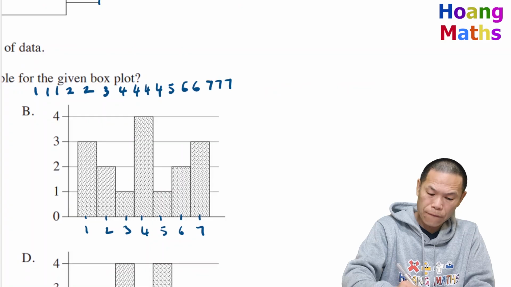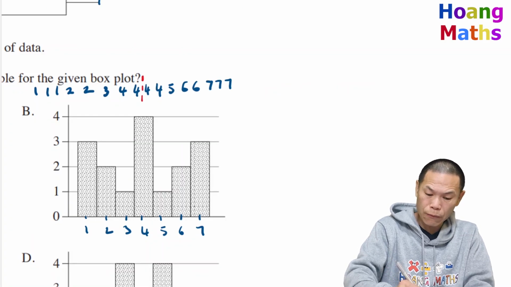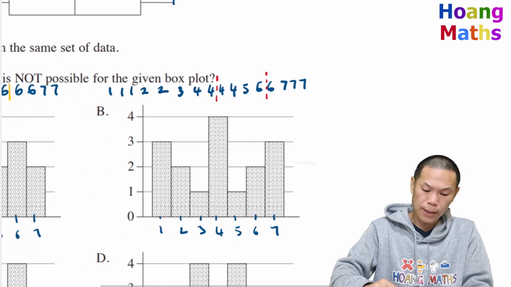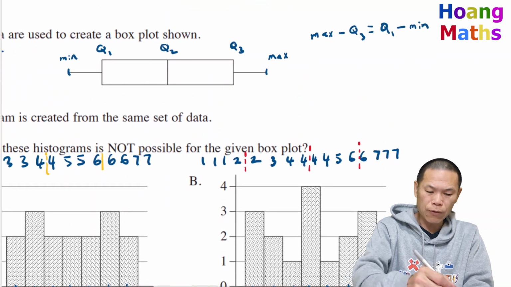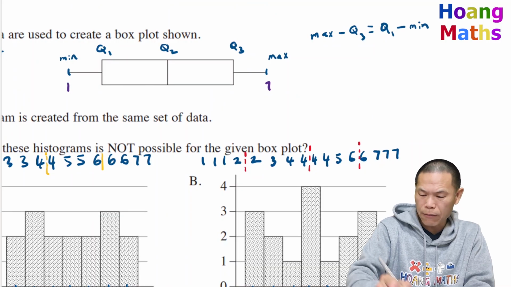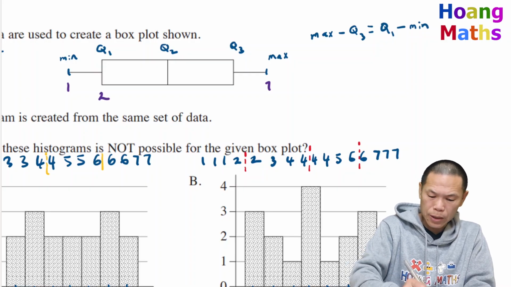1, 2, 3, 4, 5, 6, 7, 8. So the median is here. The median is 4, and the upper quartile is 6. And counting the lower half, Q1 is 2. Let me just write this down and see if it's reflecting on the box plot. So the minimum is 1, the maximum is 7, the lower quartile is 2, the median is 4, and the upper quartile is 6.